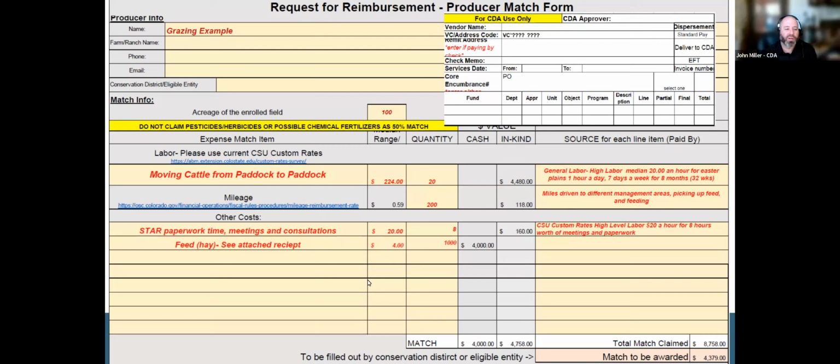Their STAR paperwork, time, meetings, and consultations, $20 an hour, and they're estimating 8 hours for that. And then their feed hay, and they submitted a $4,000 bill here for feed hay and have attached a receipt. So in this scenario, they're submitting $8,758 with the one-to-one match, with us providing the 50%. The awarded amount would be $4,379.